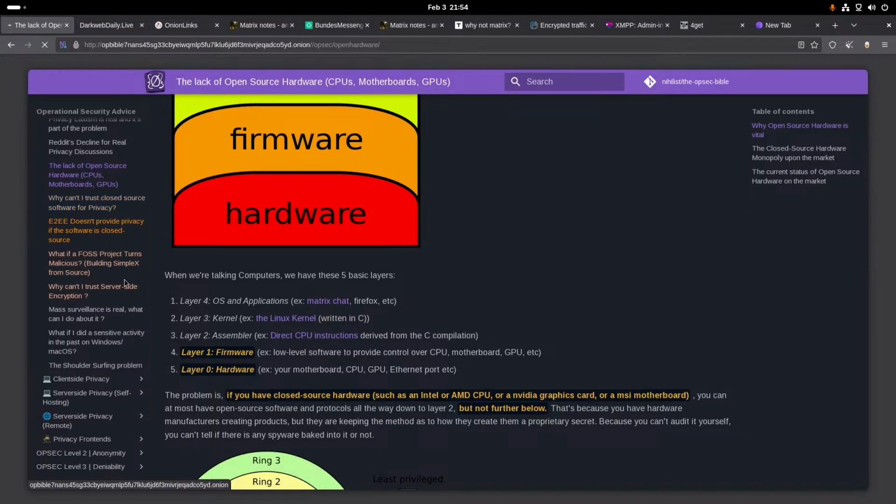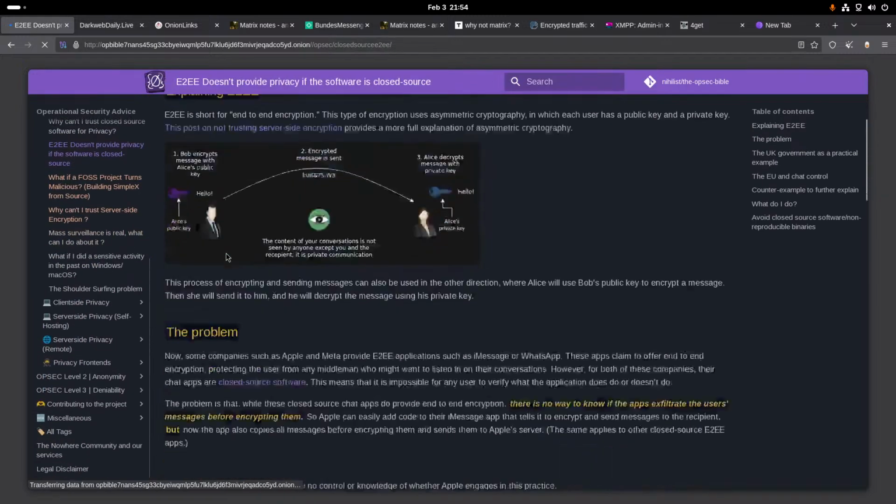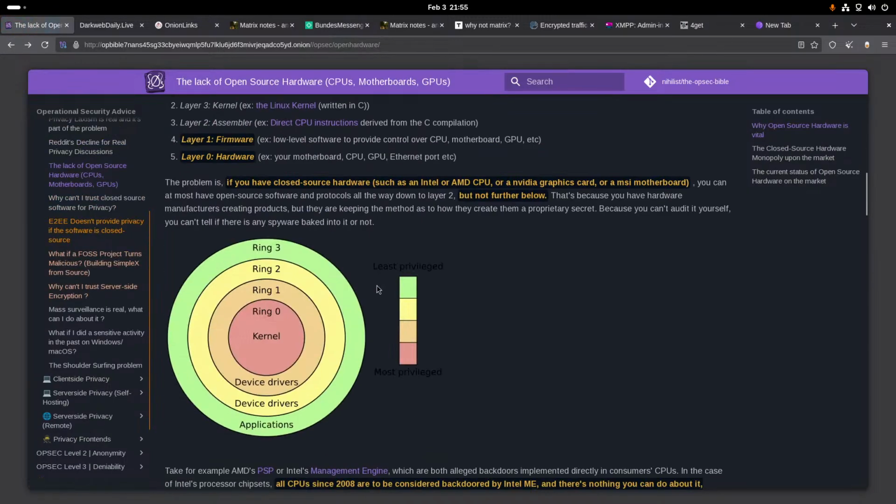Mass surveillance is real. Debian is goated. How about instead of Debian, we do Devuan?